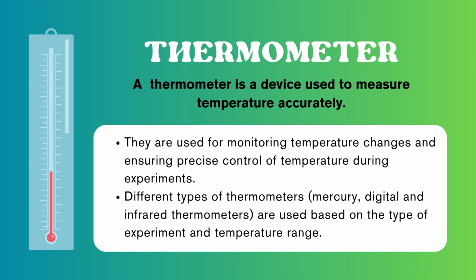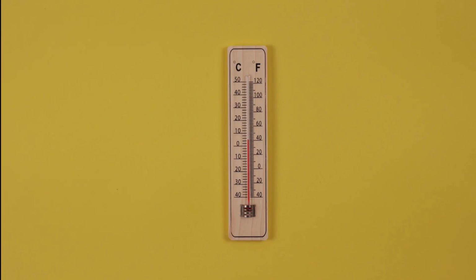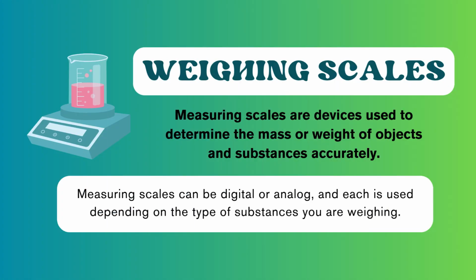A thermometer is used to measure temperature accurately. In experiments, it helps scientists monitor temperature changes and maintain precise conditions. Different types include digital, mercury, and infrared thermometers.